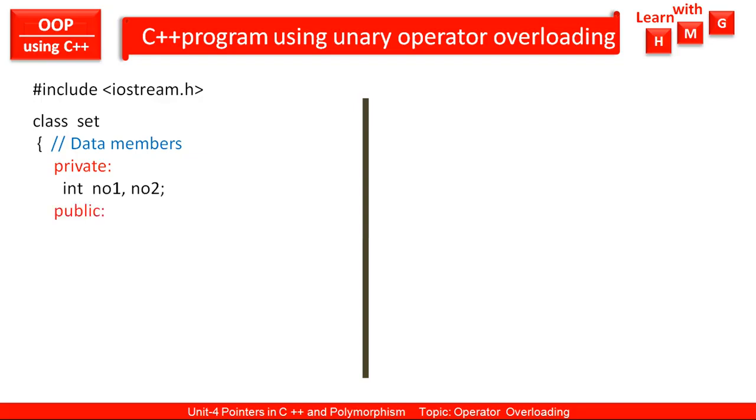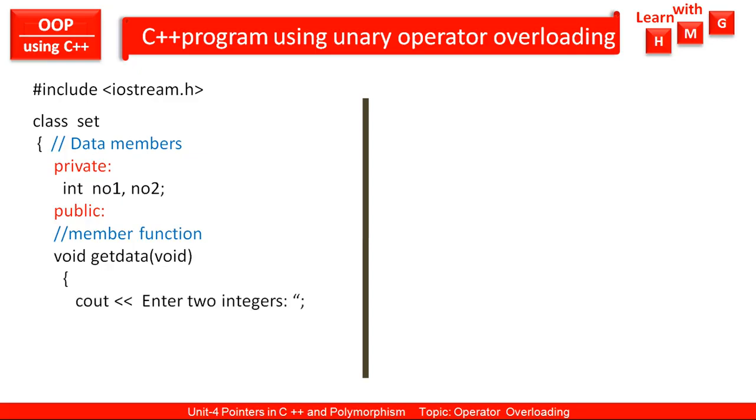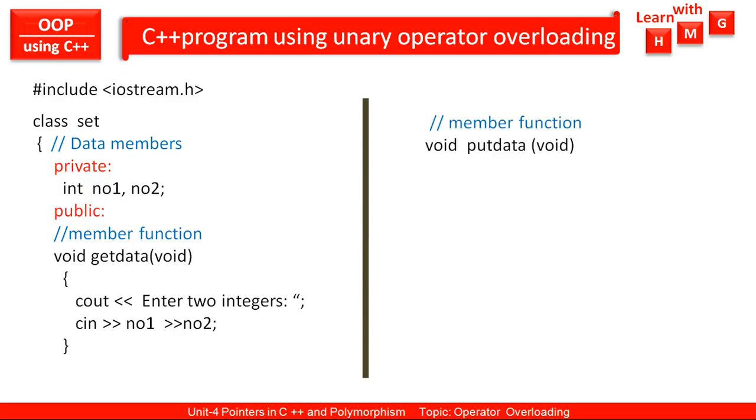In the public section I have the getData function to accept the values of these two data members no1 and no2. So let us accept the values: cout "Enter two integers", cin >> no1 >> no2, end of the function. This is a simple input function. Now let us define another member function, putData, which will display the values of these two data members. Using cout I will display first "no1 is equal to" and "no2 is equal to". So the putData function will display the values of the two data members no1 and no2.